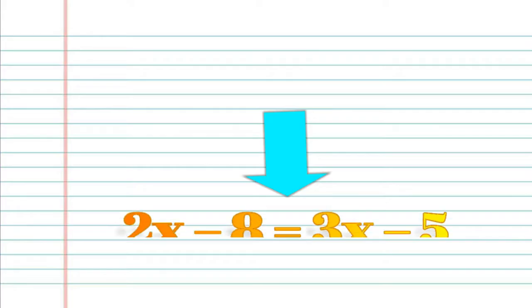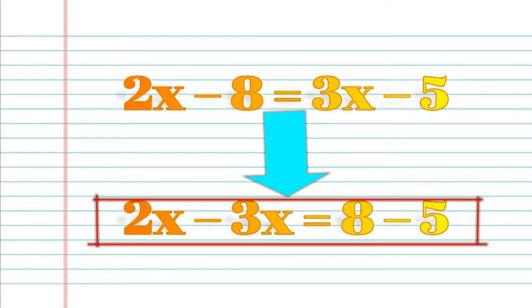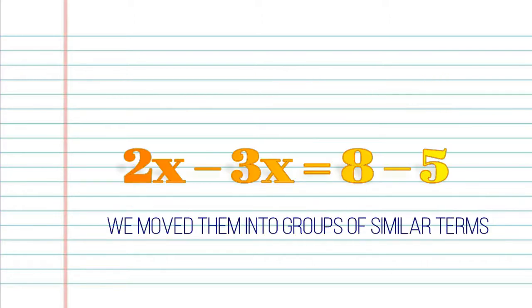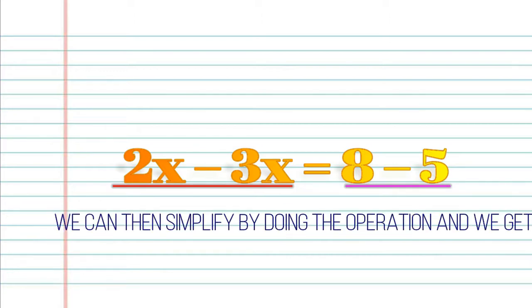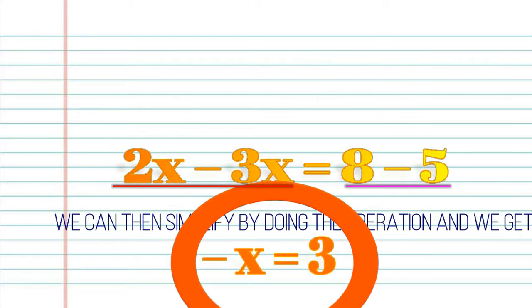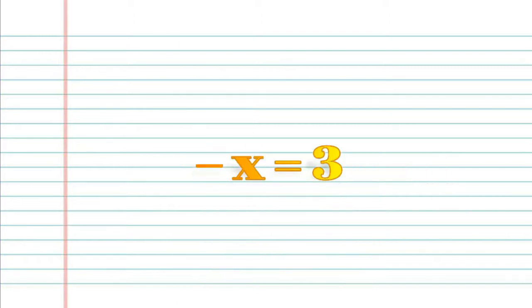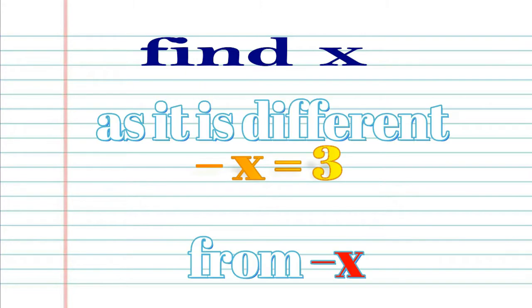Moving the terms, we would get 2x minus 3x equal to 8 minus 5. As you can see, we move them into groups of similar terms or like terms. We can then simplify by doing the operation, and we get negative x is equal to 3. We are not yet done since we need to find x, as it is different from negative x.